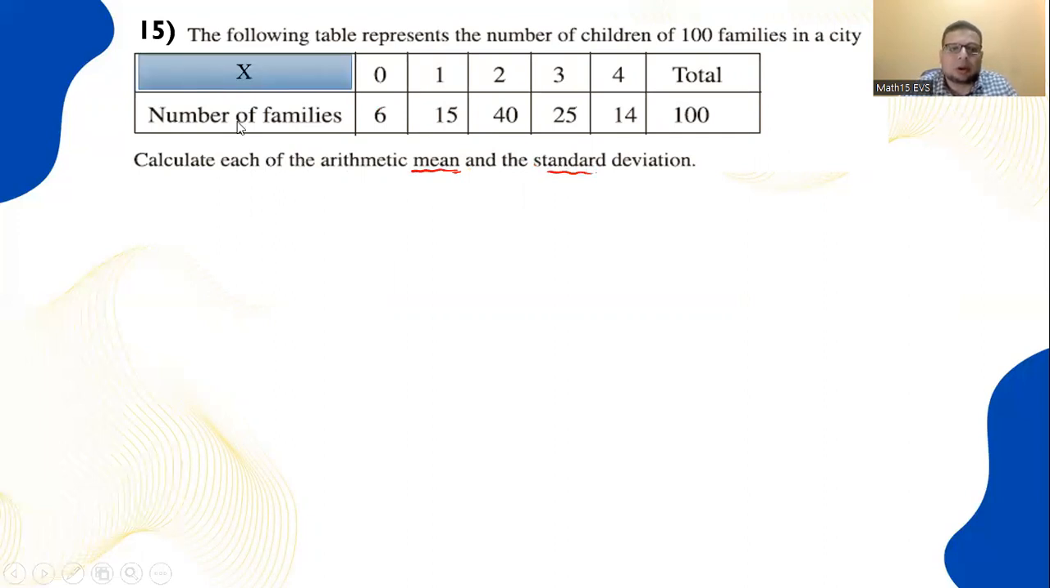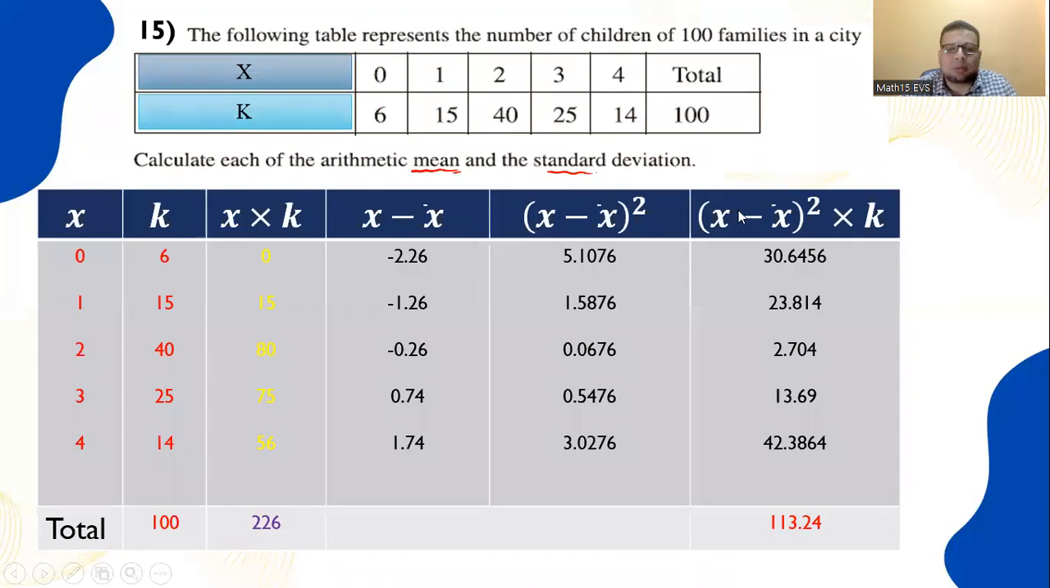So you will consider the first column here is x, and the second is k. You remember the table? First column is x, k, then x times k, then x minus x bar, then x minus x bar power 2, then x minus x bar power 2 times k. Here x, you have the values 0, 1, 2, 3, 4. And k is 6, 15, 40, 25, and 14. The total here is 100.